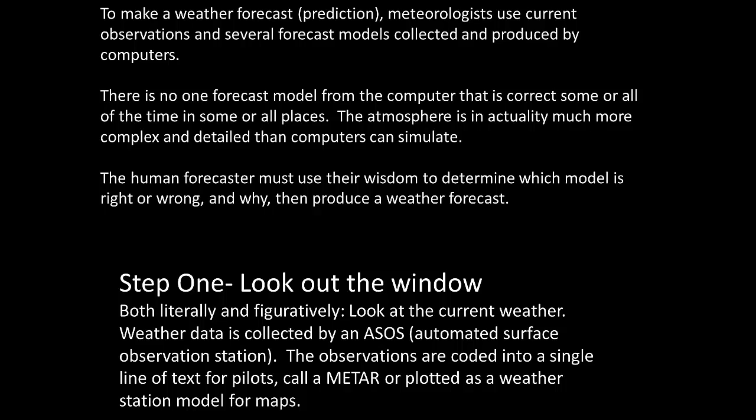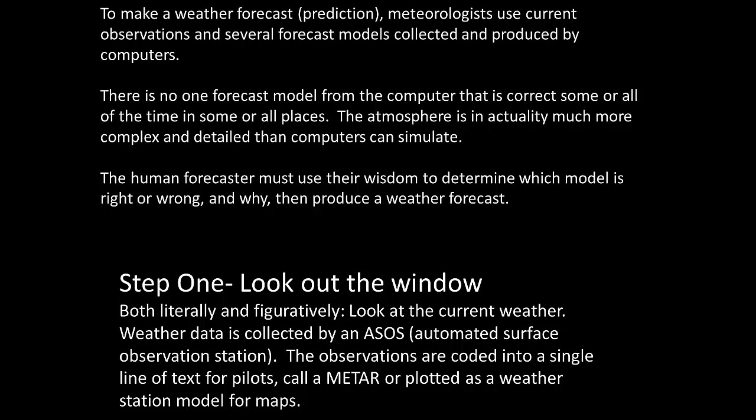The other thing you're going to do is look at the observations that are made either by humans or by an automated surface observation system, which is called ASOS. Now, the only place you'd really have people making observations is at the actual forecast office. Most observations are taken by computer instruments these days.